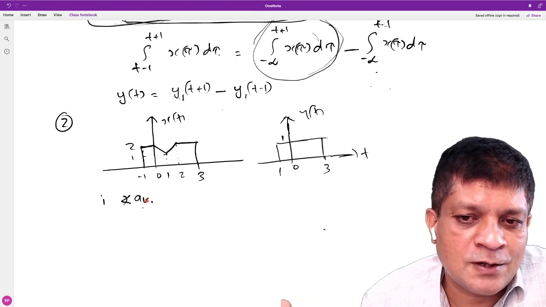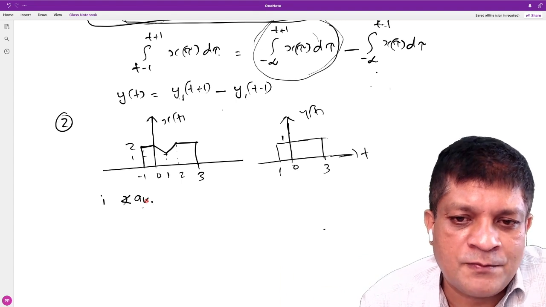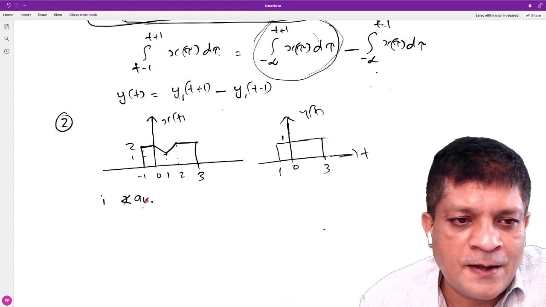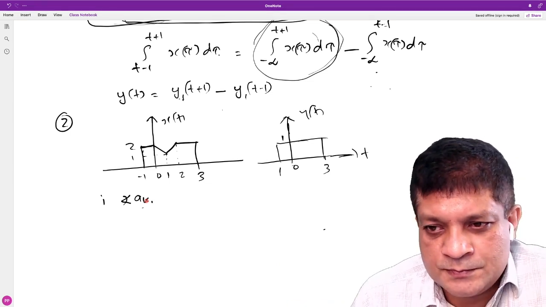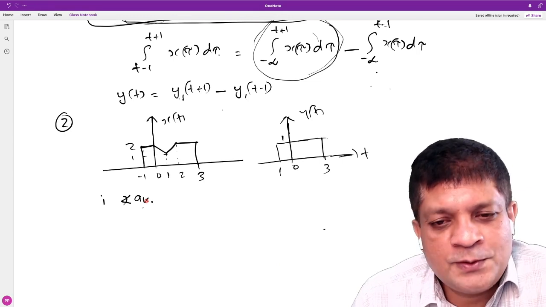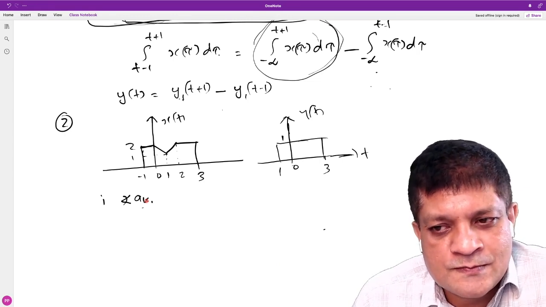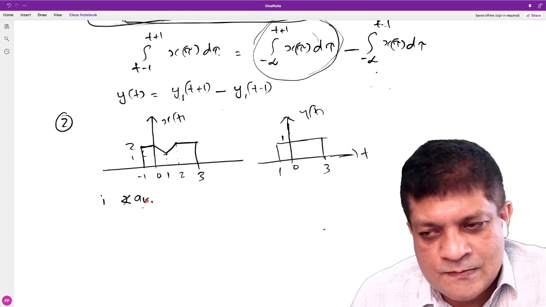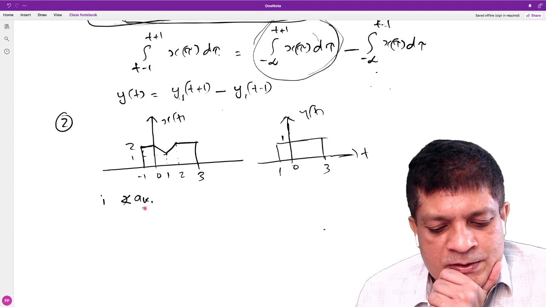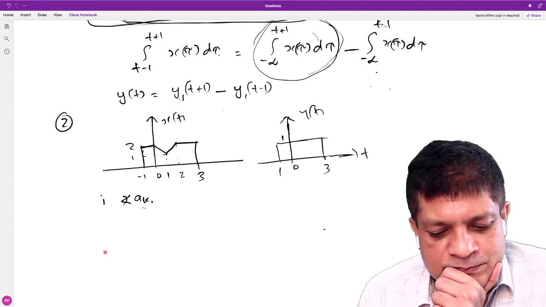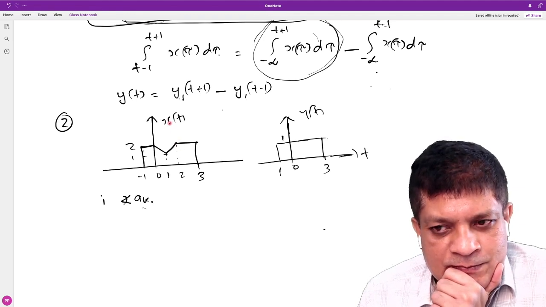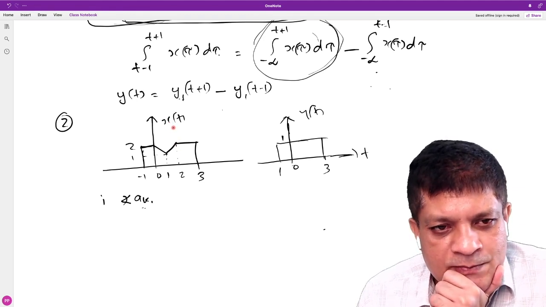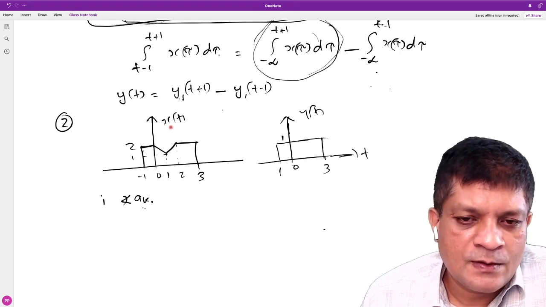The question is not to first find a_k and then from that find the phase. Without finding a_k, you have to find only the phase of that. Is it possible? You have to use some property of Fourier series. Can you find this using some property? What type of signal is this? Is x(t) a real valued signal? Yes.